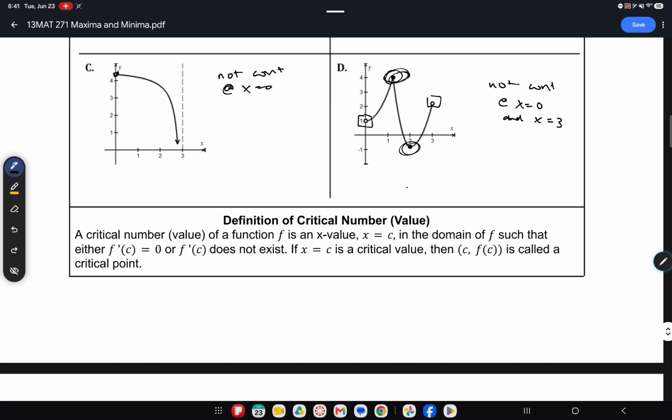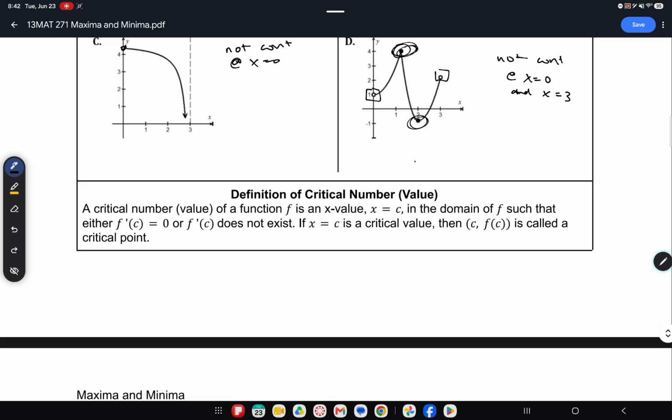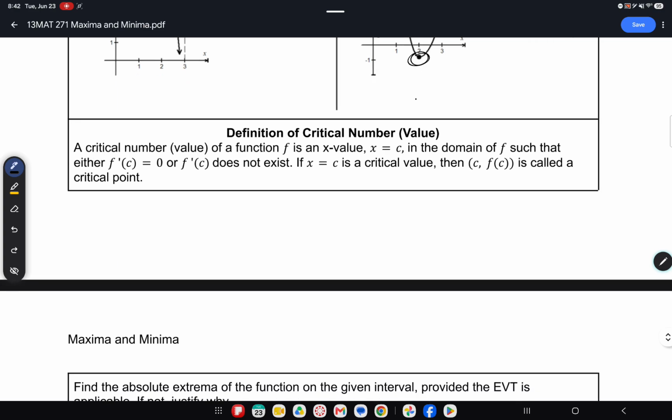All right. So we're going to talk about critical numbers here. So a critical number is a value, an x value, that's in the domain of the function. And this is where the first derivative is 0 or where the first derivative doesn't exist. All right, so if we have a critical value, x equals c, then we can find the actual point on the function, and that would be called a critical point.